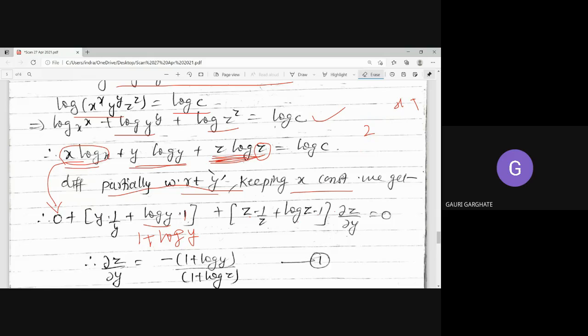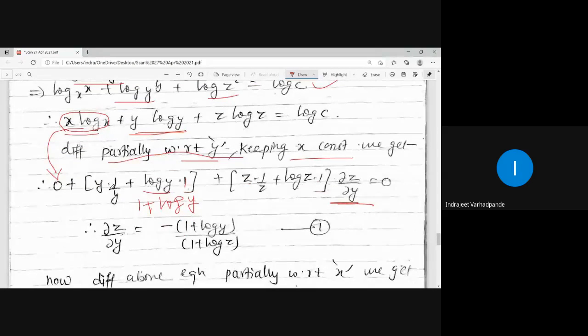Is this clear? Yes, sir. So as z is not directly a function of y, it is a differentiable function of y, del z by del y is the factor which is to be multiplied. So how is it to be written? 1 plus log y. Here it becomes 1 plus log z. I am interested in finding out the value of del z by del y. So del z by del y is minus times 1 plus log y upon 1 plus log z.